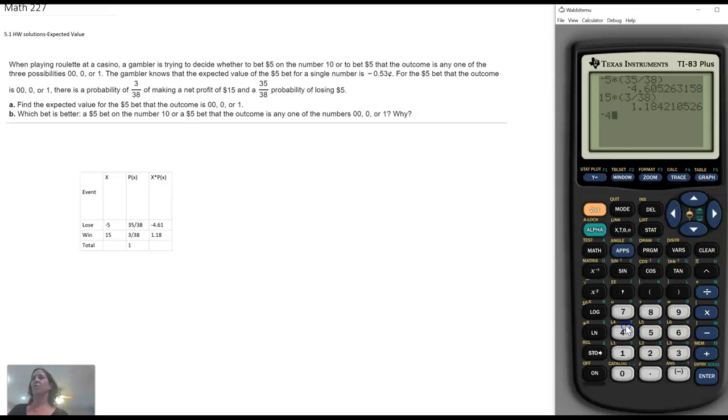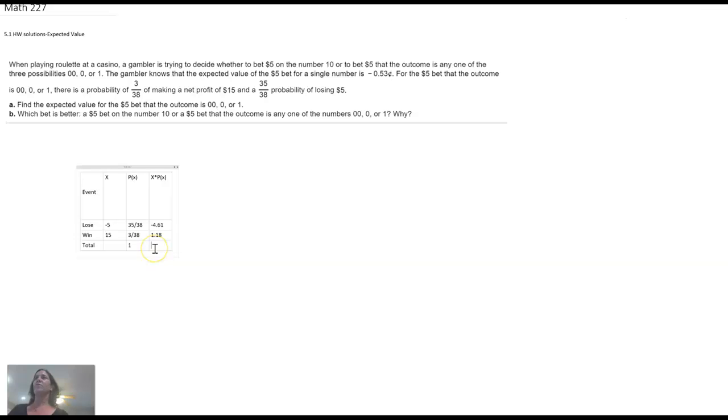So adding up my total from both of them, I'm going to get negative 4.61 plus 1.18, which gives me a total expected value of negative 3.43. So negative 3.43 goes in here. That means if I keep playing over and over, I expect to lose $3.43.